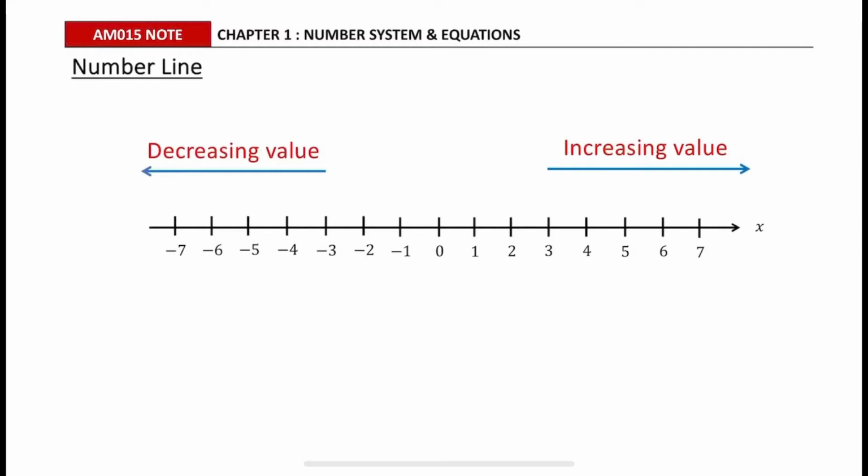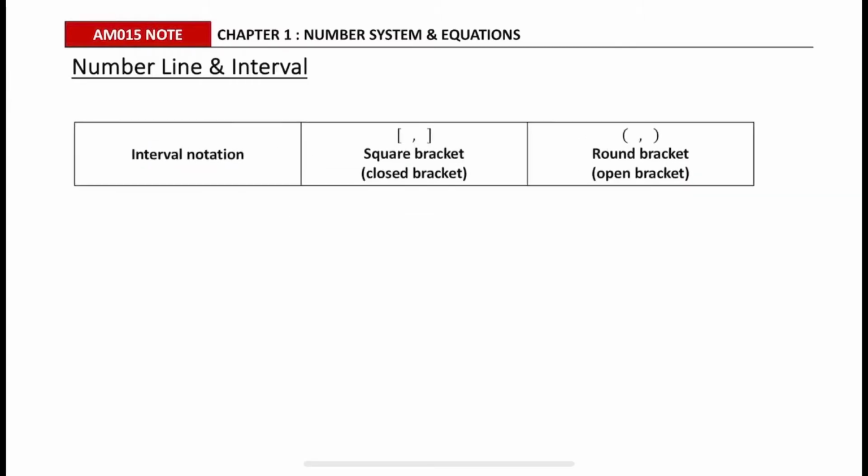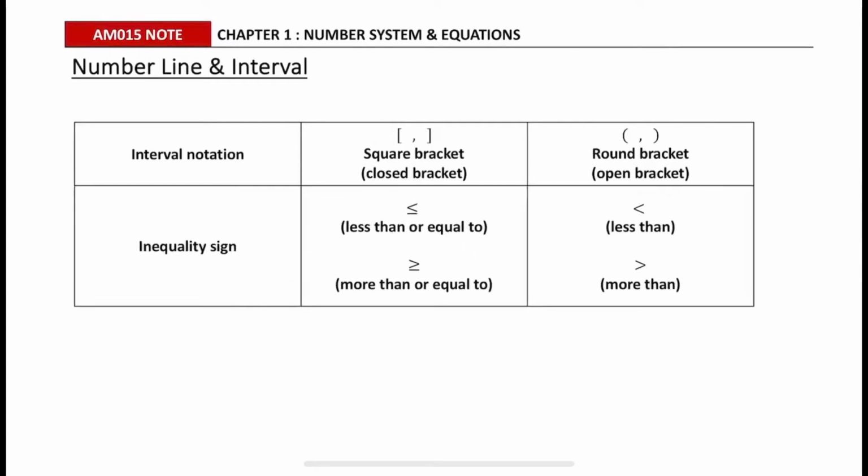Because we can't list every single real number between any two numbers, so we use interval notation. The interval notation is written using the square bracket or round bracket. The square bracket, also known as closed bracket, and the round bracket, also called as open bracket. There are four types of inequality sign, which are less than or equals to, more than or equal to, less than, and more than.